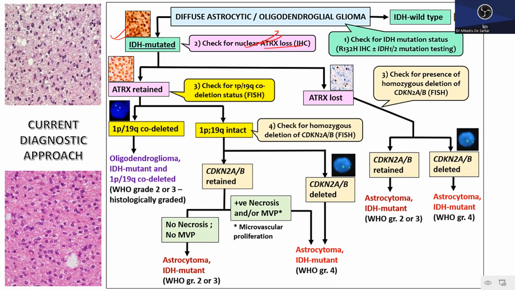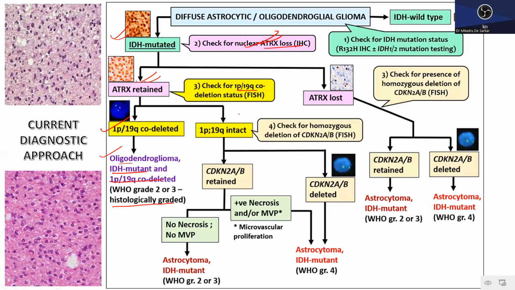So if the IDH is mutated and ATRX is retained, as I've said, this fits in with the oligodendroglial kind of profile. However, in order to reach the diagnosis of oligodendroglioma, you will have to check for 1p19q co-deletion, right? And this is done by FISH, but can also be done by DNA promoter methylation assays or next generation sequencing. And if your 1p19q co-deletion is seen, then obviously your diagnosis is oligodendroglioma, IDH mutant, and 1p19q co-deleted. And based upon the histological criteria, what you are seeing, you will have to give the grade of 2 or 3.